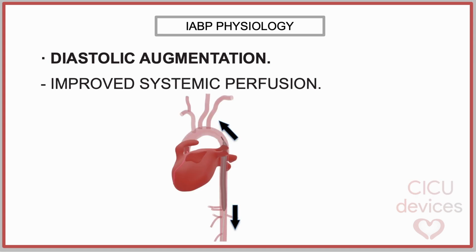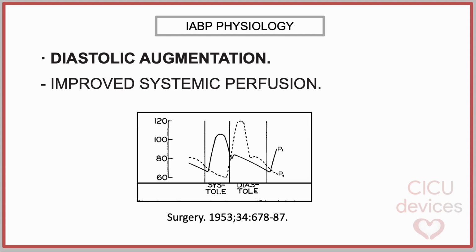Improved systemic perfusion. Beyond coronary benefits, diastolic augmentation also enhances systemic circulation. The increased pressure in the aorta during diastole improves blood flow to other organs. Additionally, IABP counterpulsation contributes to a reduction in systolic blood pressure due to balloon deflation before systole. While systolic pressure decreases, the greater rise in diastolic pressure results in a maintained or discrete overall increase in mean arterial pressure.